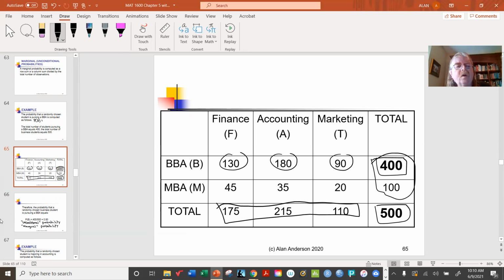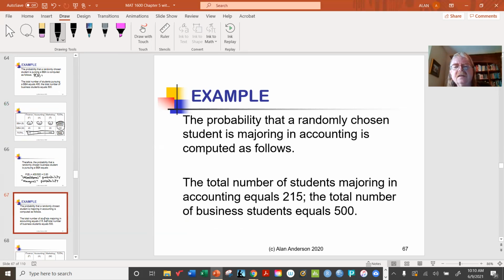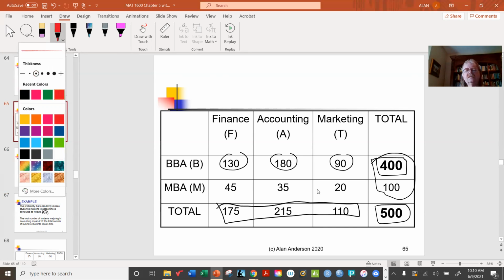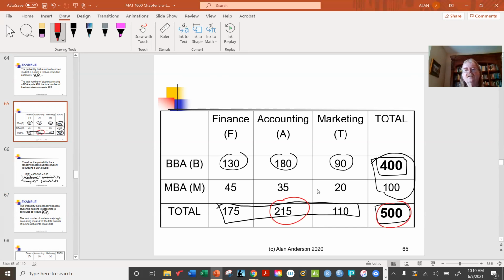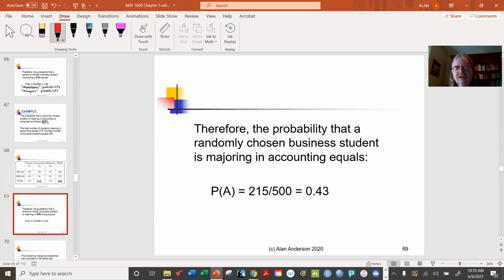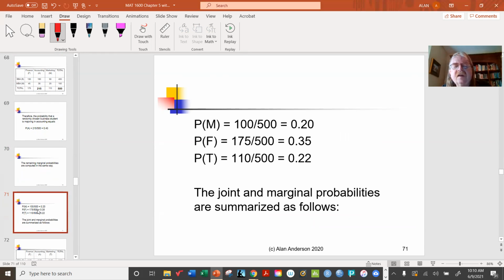In other words, for example, if I wanted to know the probability that a randomly chosen student is majoring in accounting, that will come from this column total, 215, out of 500. So based on the logic we've been using up to this point, that has to be 215 out of 500, which is 43%. And I've put the rest of them together in this chart so you can go ahead and summarize them.